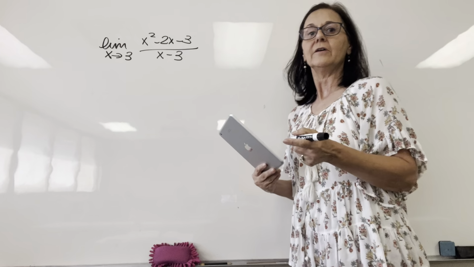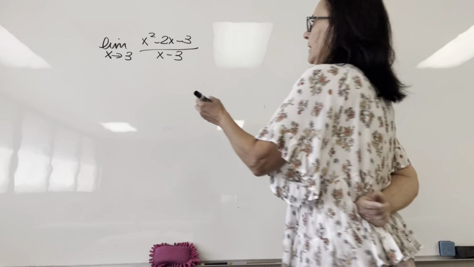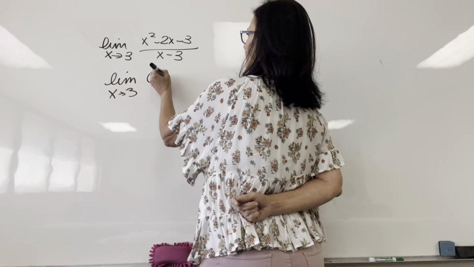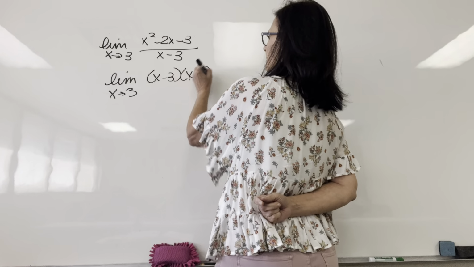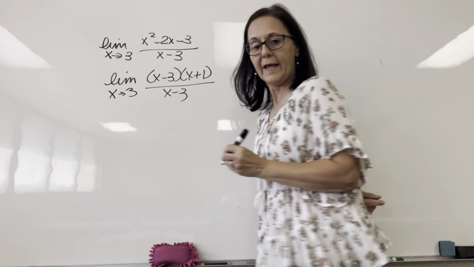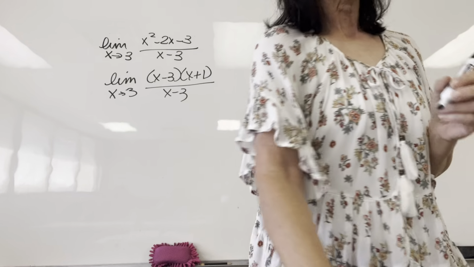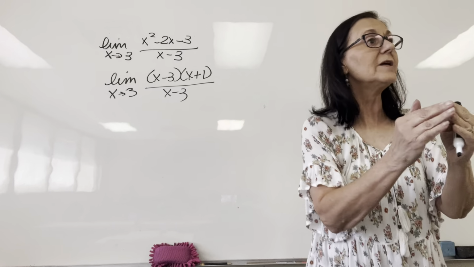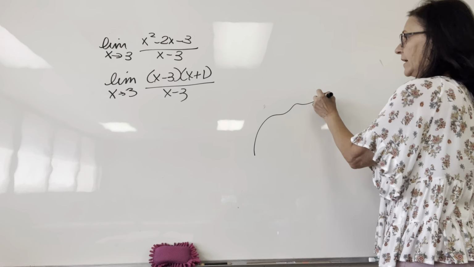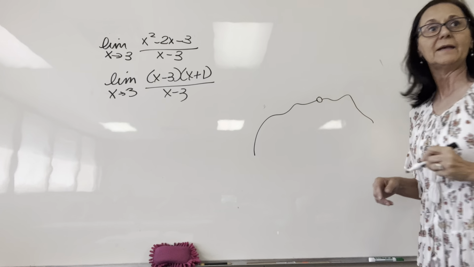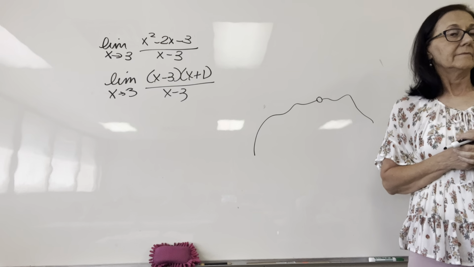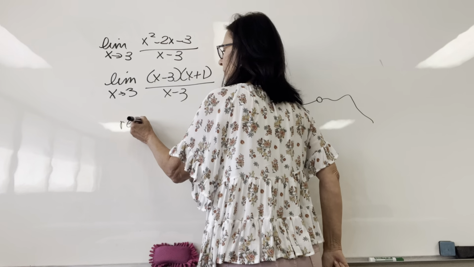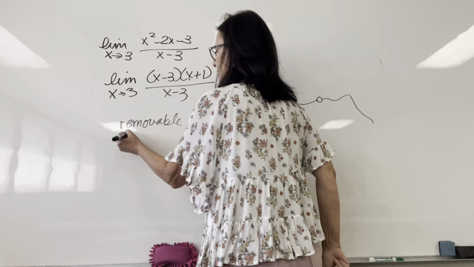Okay. Can we factor the numerator? Yes. Okay, so what is the numerator? x minus 3 times x plus 1. Notice what we have. We have a hole in the graph. That means there's a discontinuity. We're here, here, here. When we get to 3, there's a hole, but it keeps going. When there's a hole in the graph, we call it a removable discontinuity.